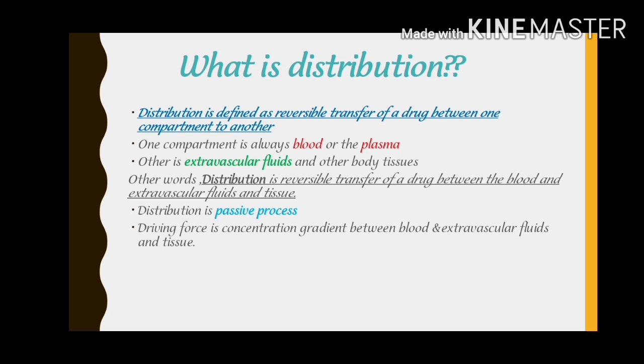Distribution is a passive process. There are two types of processes in the body: one is active and one is passive. In a passive process, the driving force is the concentration gradient between the blood and the extravascular fluids and tissue.